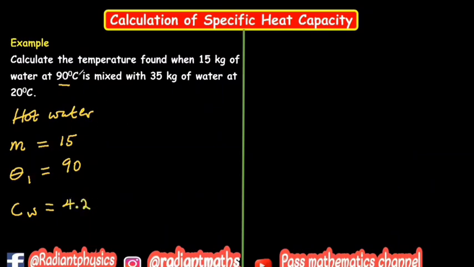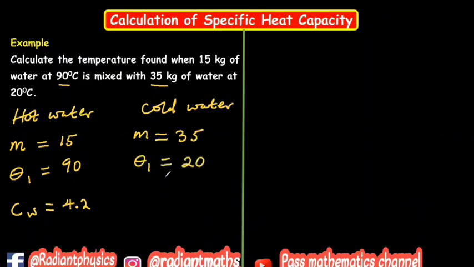And then let's consider that of the cold water, or warm water if you want to say warm, but I think it's cold, whichever. Here we have the mass of this water to be 35 kilogram, and its initial temperature is 20 degrees Celsius. The specific heat capacity of water is also the same, 4.2, okay? We are looking for the final temperature of the mixture.